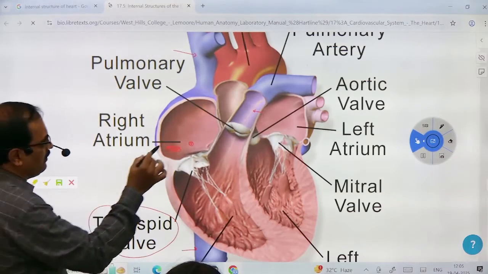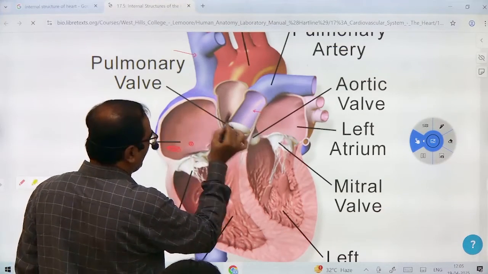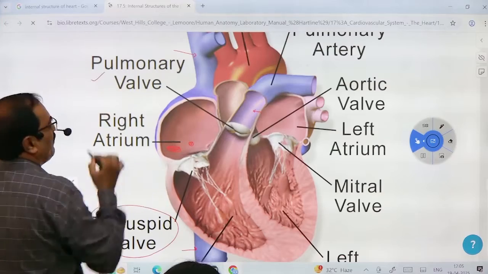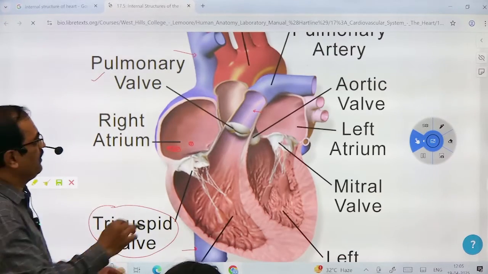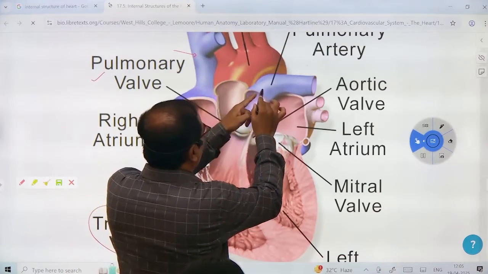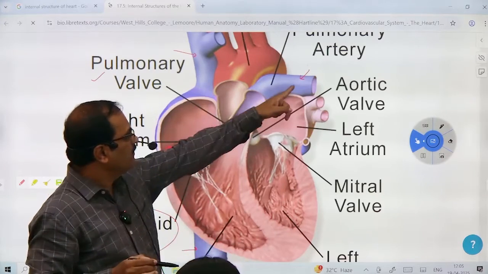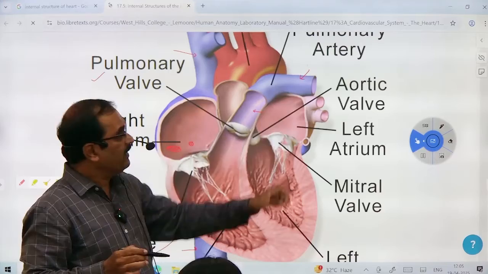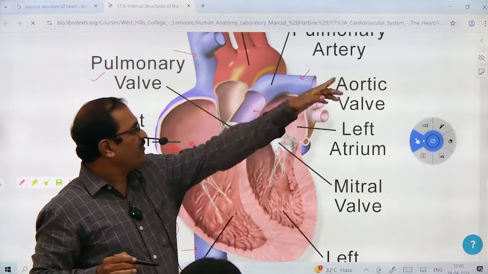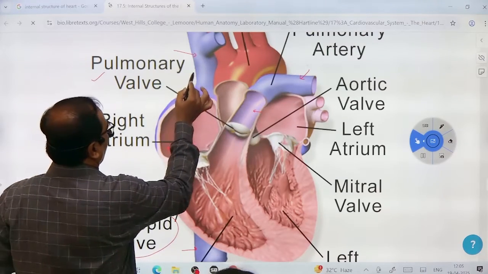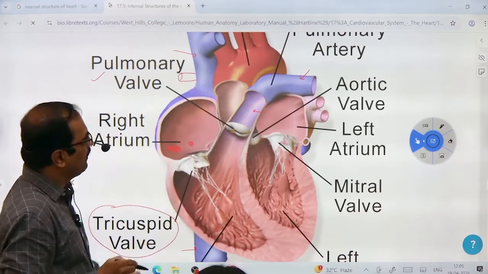Then from this right ventricle blood enters into what is this? Pulmonary trunk. And name of the valve present at the base of pulmonary trunk? Pulmonary semilunar valve. Then this pulmonary trunk divides into 2 branches. Which are these? What is this? This one? It is not right. It is left. Left pulmonary artery and right pulmonary artery.